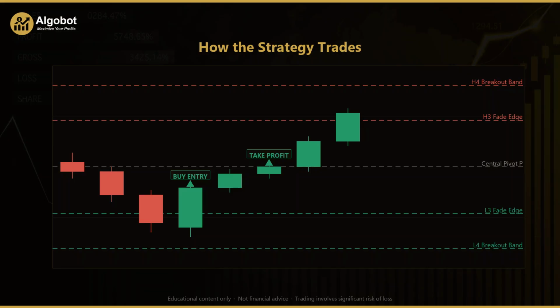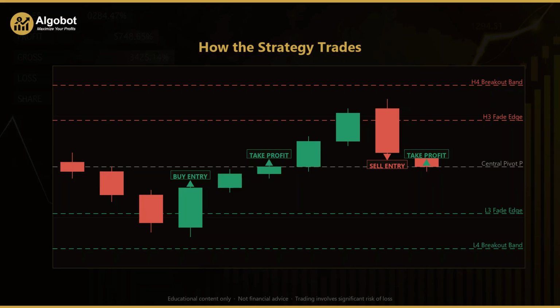Now watch what happens next, because the market doesn't stop at the pivot. Momentum carries price up through P and onward toward the upper bands. Candle by candle, buyers extend the move until price stretches into the upper zone. The high of our signal candle pushes up to and slightly through the H3 fade edge, while the close stays below the H4 breakout band. That's the upper band mirror of what we saw earlier, price stretched high, but not broken out above H4.